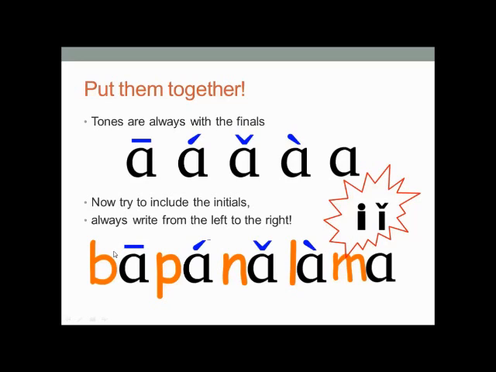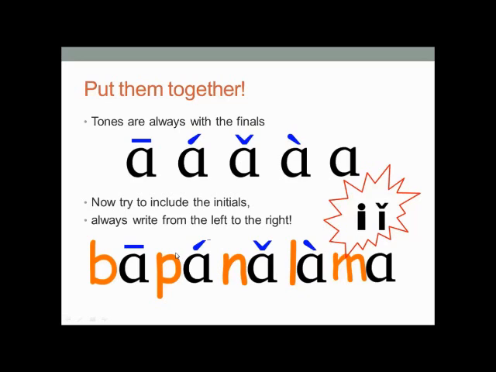So how are you going to put the initials and the finals together? You say the initial and then you say the final. You say these two really quickly, and then they will join together. Let's try. The first one, the initial is b, right? And then the final is a, so you say b first, and then you say ba. Naturally, they will just join together. Say b quickly, and then say ba, right? Ba.